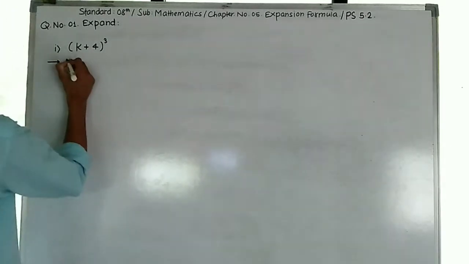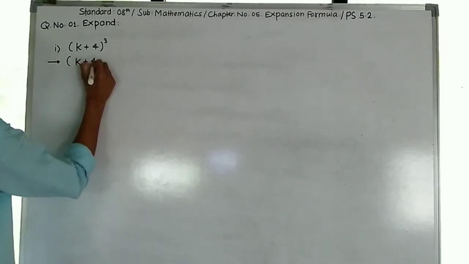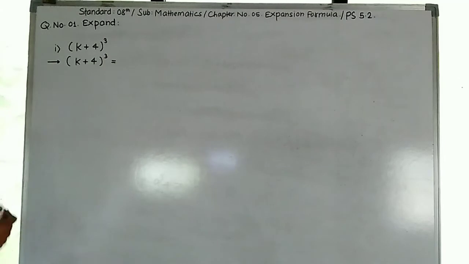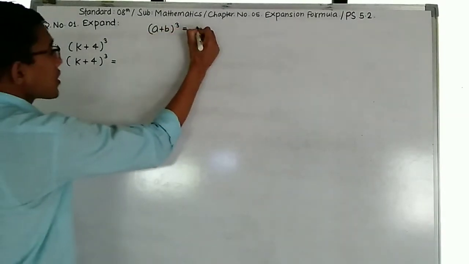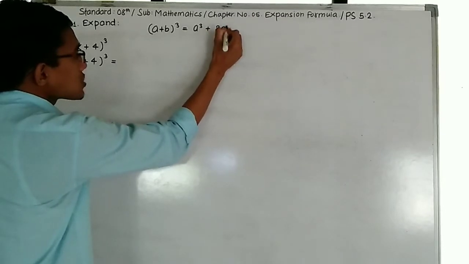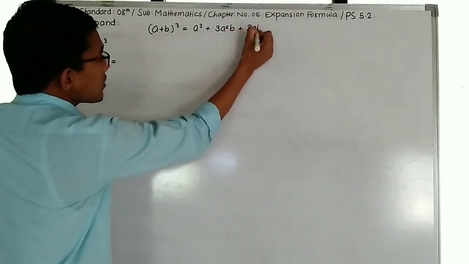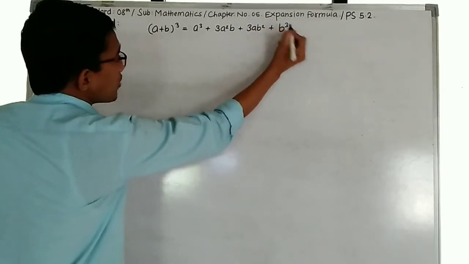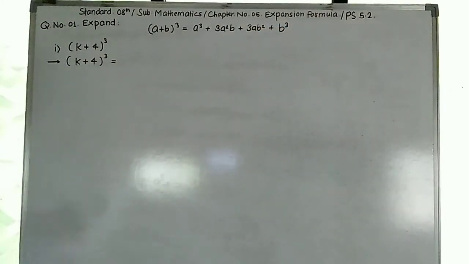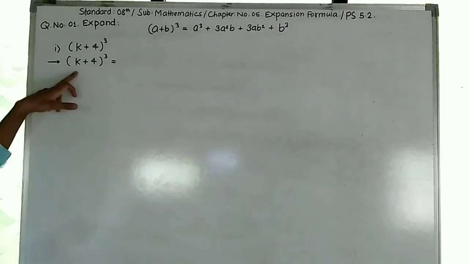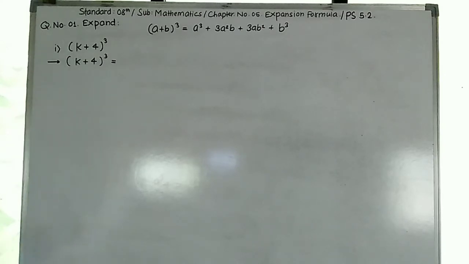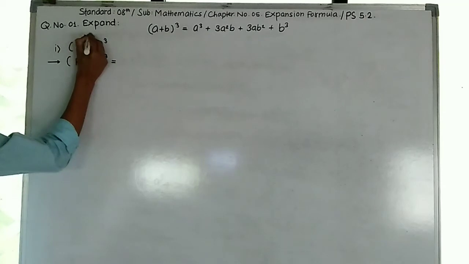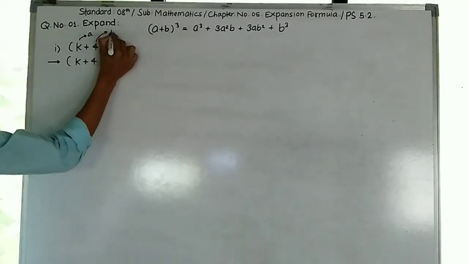So we can write first k plus 4 raised to 3 is equal to, now we are going to use the general formula, that is a plus b bracket raised to cube is equal to a cube plus 3a square b plus 3ab square plus b cube. Okay, so we are going to use this formula. Now I will consider k as my a and 4 as my b. Okay, so I am taking k as a and 4 as b.